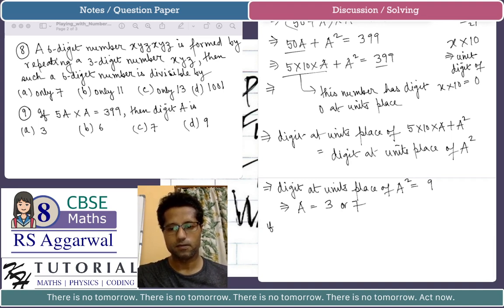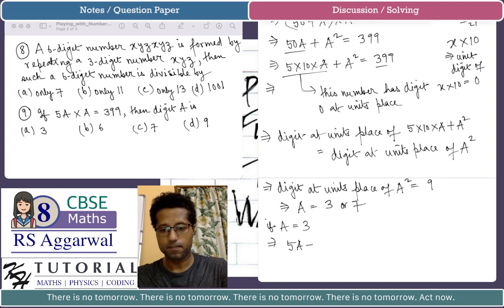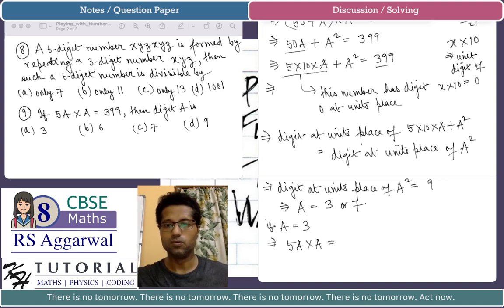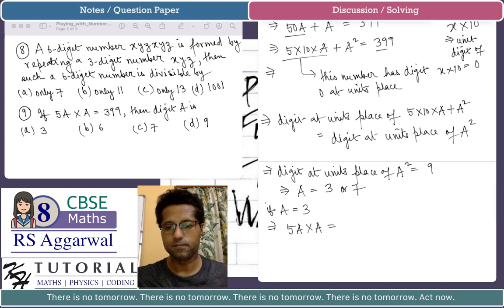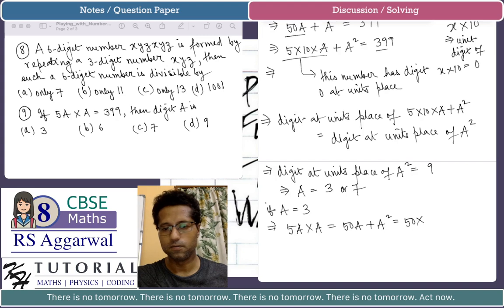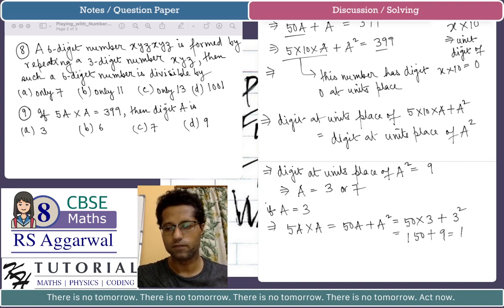Now if a is equal to 3, let's see what is the number 5a multiplied by a. This will be equal to 50a plus a square. This is equal to 50 into 3 plus 3 square. This is equal to 150 plus 9, which is 159. This is not equal to 399. So this implies a is not equal to 3.